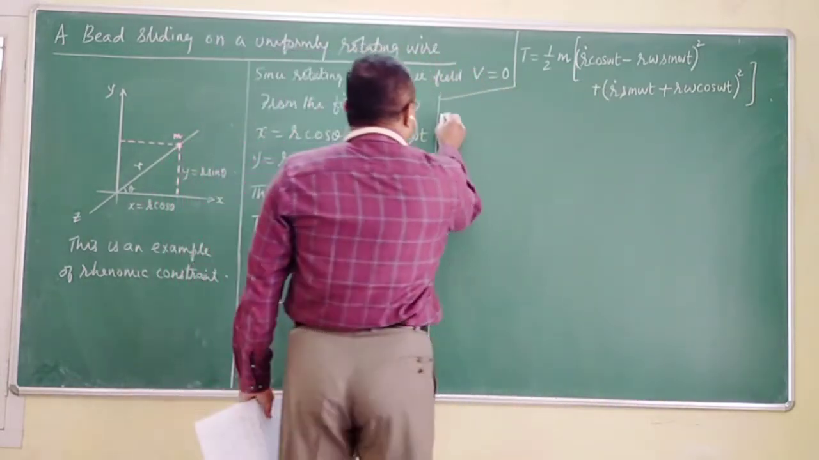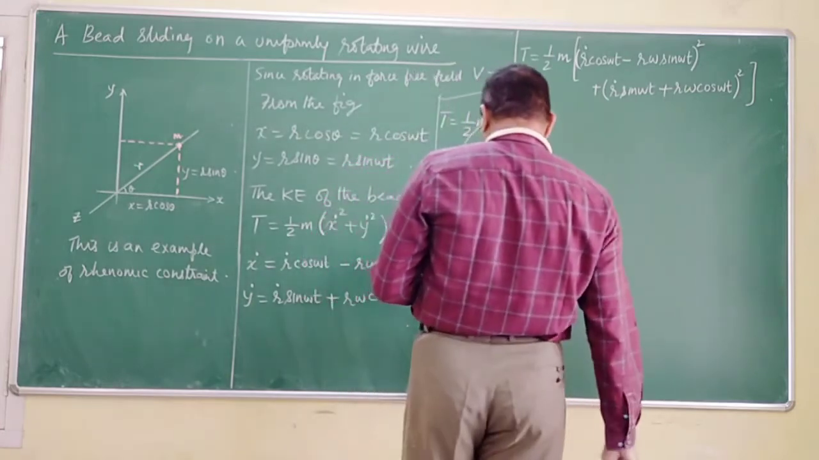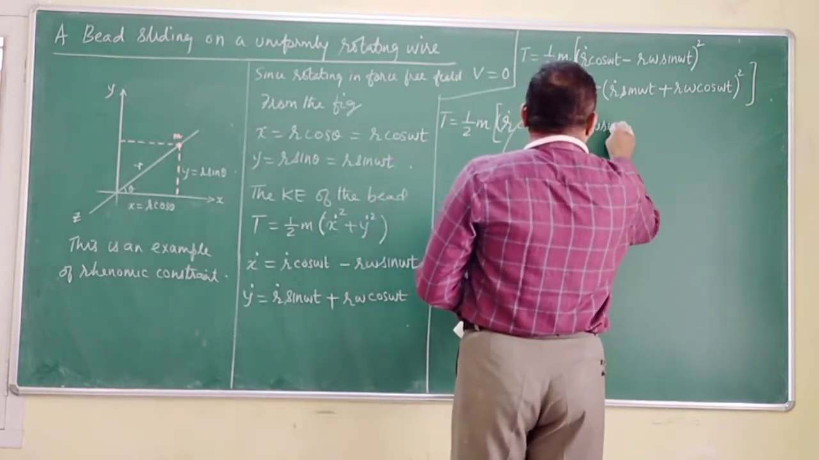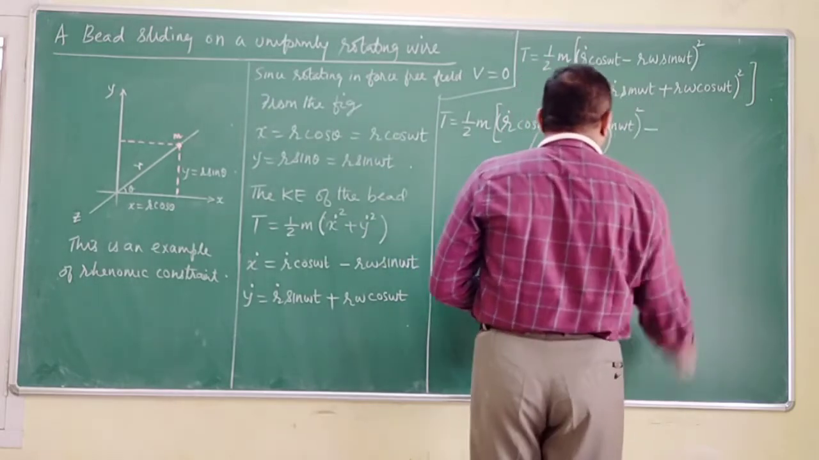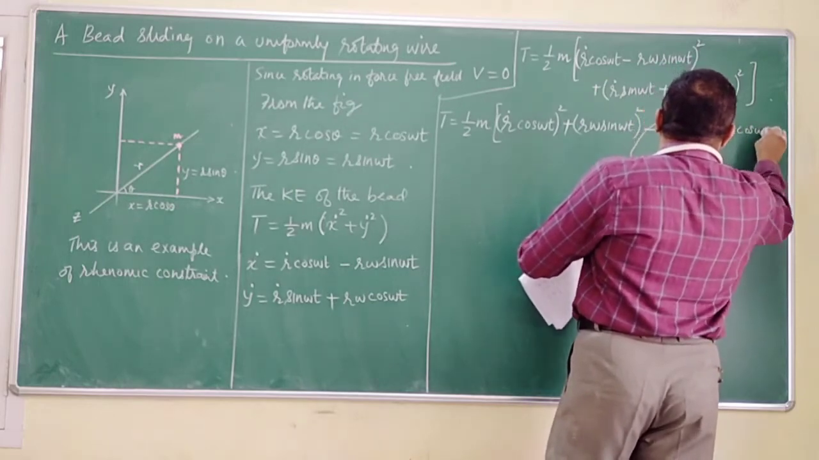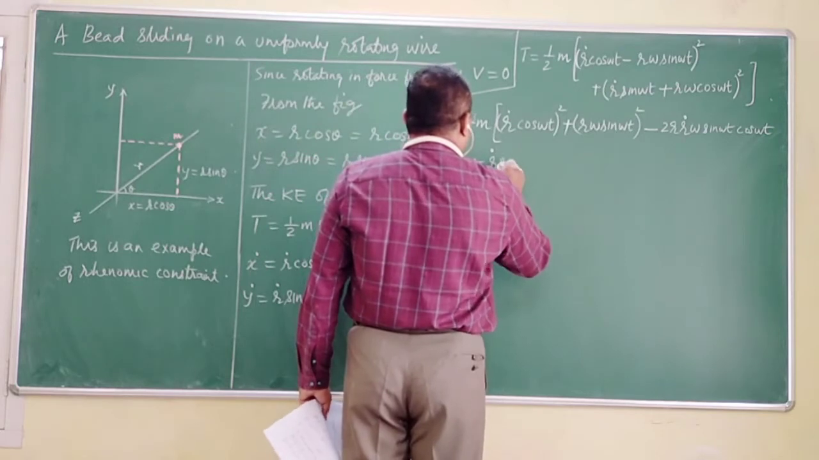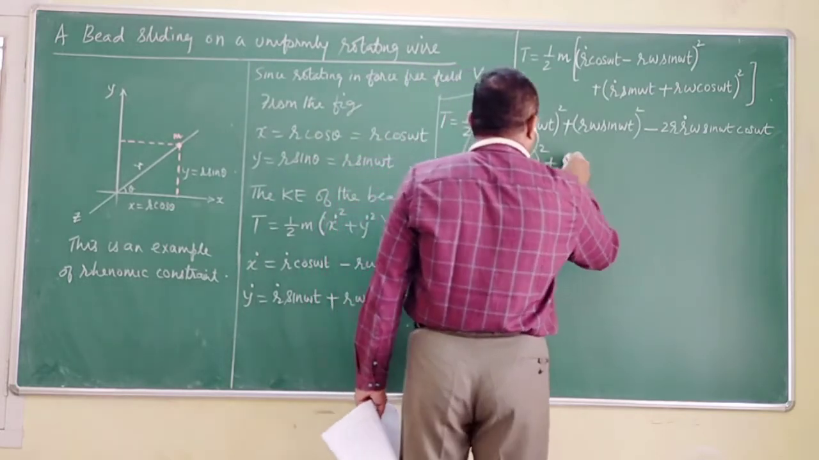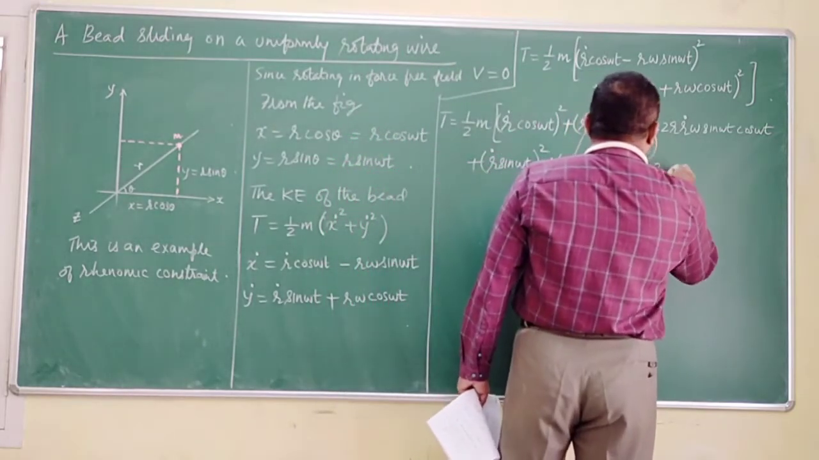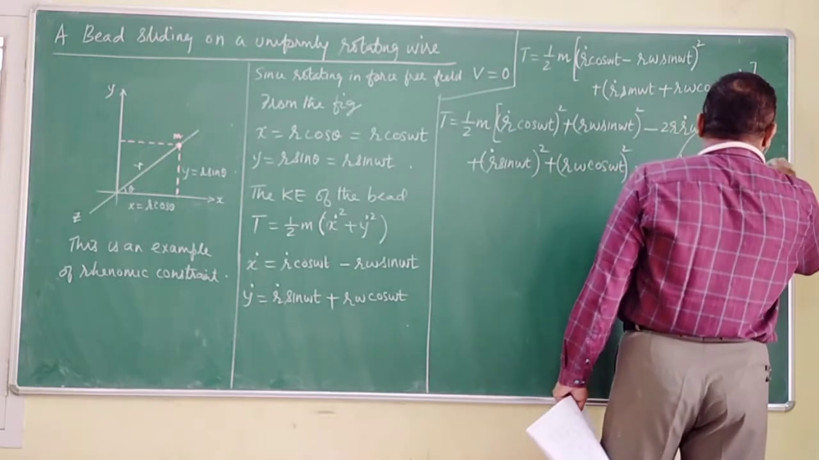You need to expand this. T is equal to 1 by 2 m r dot square, right? r dot cos omega t the whole square plus r omega sin omega t the whole square minus 2 r dot omega sin omega t cos omega t, plus r dot sin omega t the whole square plus r omega cos omega t the whole square plus 2 r dot omega sin omega t cos omega t. Okay, sir?